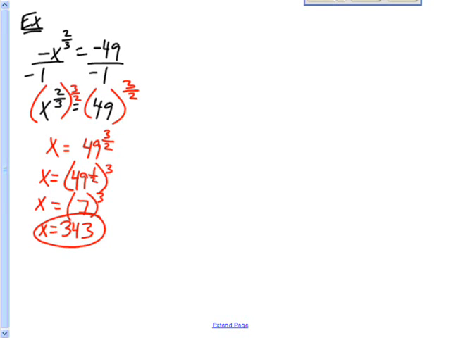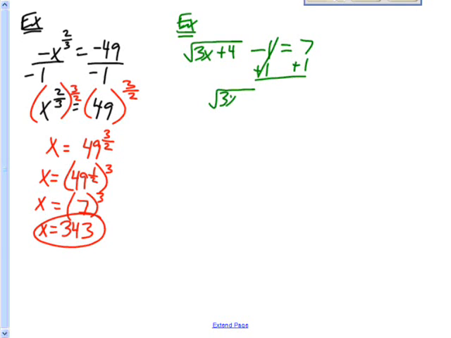Okay, let's do one where you have one radical. Let's solve an equation with one radical. So how about the square root of 3x plus 4, minus 1 outside of that, and that equals 7. First you want to isolate this radical. You see that radical there? You want to isolate that square root of 3x plus 4 by itself. So get rid of that minus 1 first. So you got the square root of 3x plus 4 equals 8.